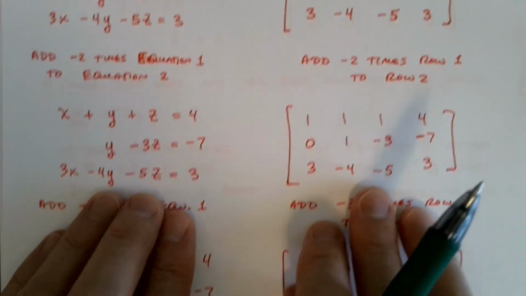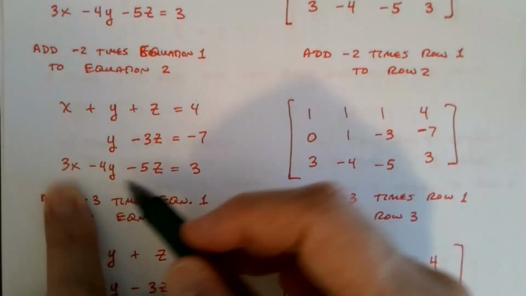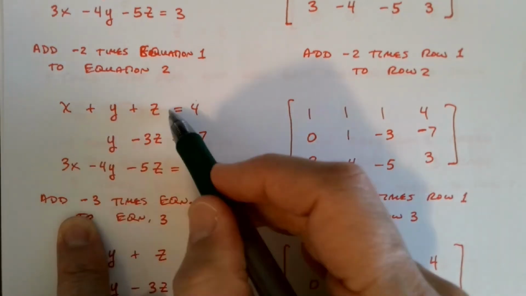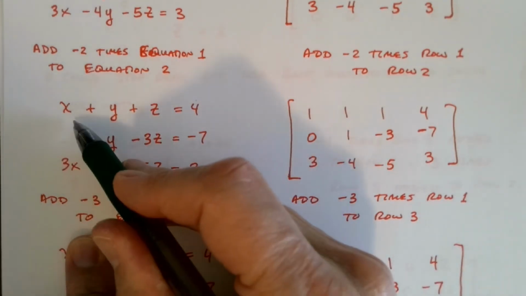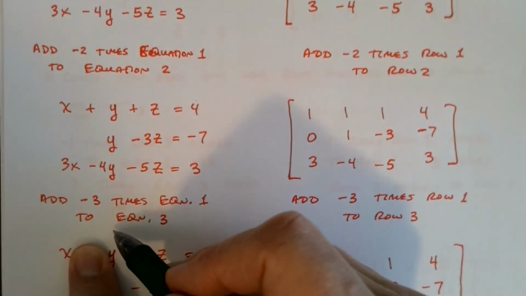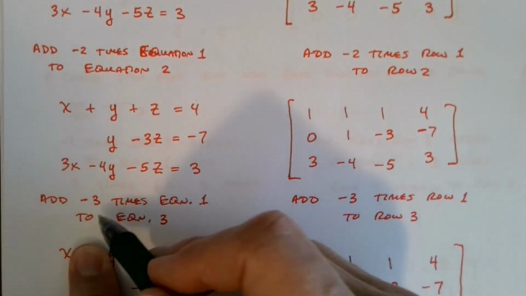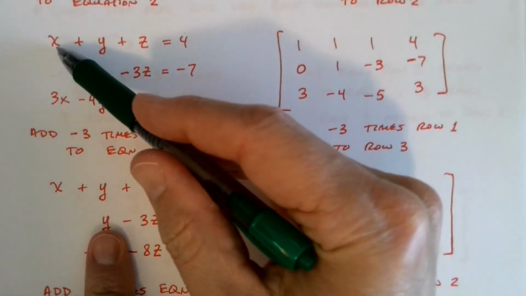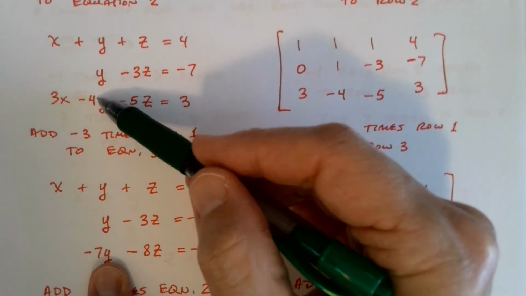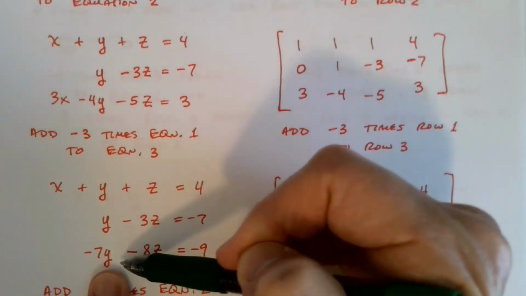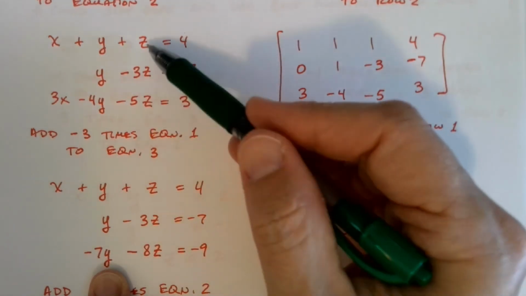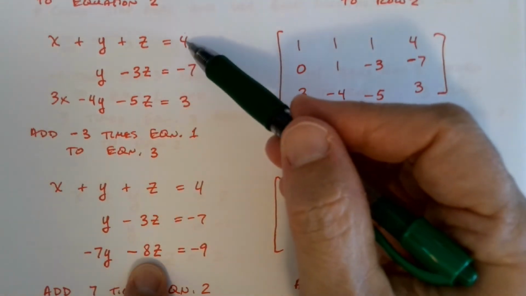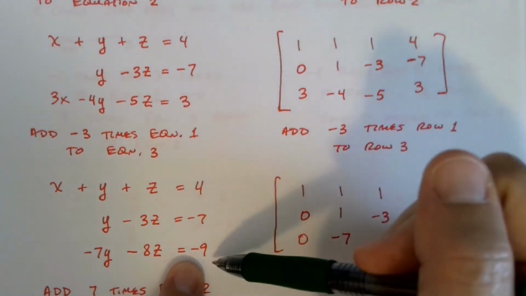Okay. Now I can also eliminate this 3x by doing what? Add negative 3 times equation 1, so multiply the equation 1 by negative 3, and then add equation 3 to that new equation. So negative 3 times equation 1 added to equation 3. And when I do that, what? 3x and negative 3x is 0. Negative 4y and negative 3y is negative 7y. Negative 5z and negative 3z is negative 8z. And negative 3 times 4 is negative 12. 3 and negative 12 equals negative 9.